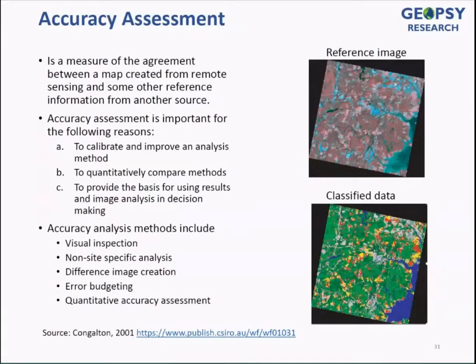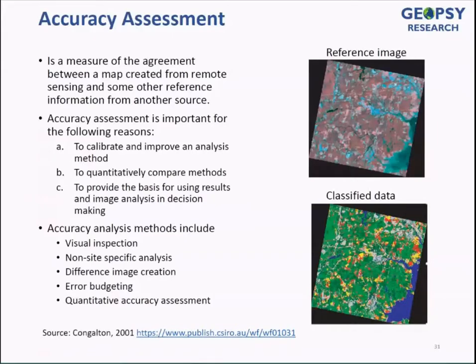So for example, when I say that all the urban areas were classified at 90% accuracy, then people can rely on that information. There are various methods for carrying out accuracy assessment. One is a visual inspection. If I was mapping water bodies, and I can look at my map and see that this is indeed not a water body, so that is a visual inspection. Okay? Then there's another method called non-site specific analysis. It means I've carried out my analysis, but I try to check whether the results that I'm getting will apply in another site.